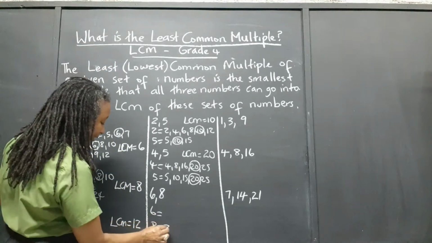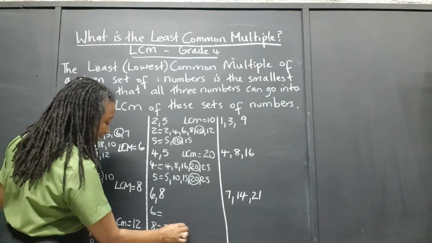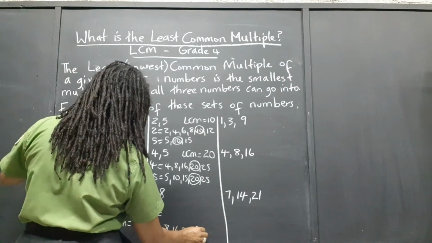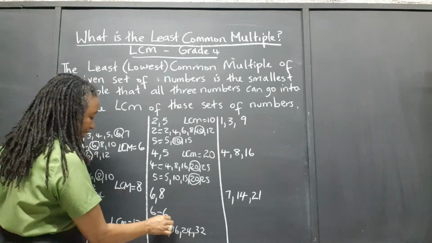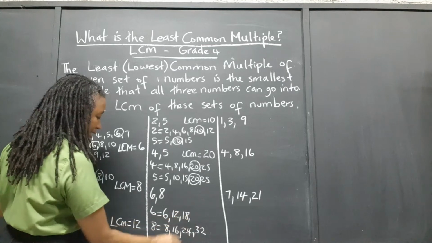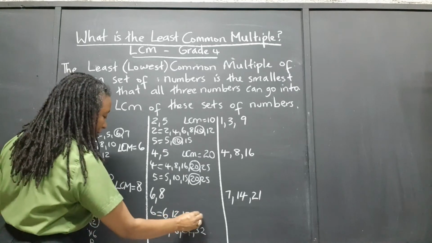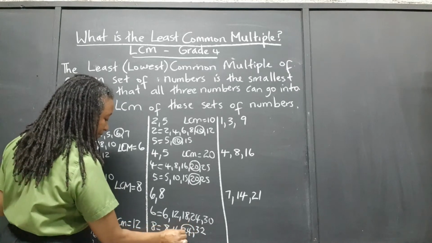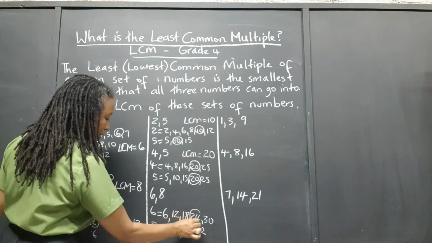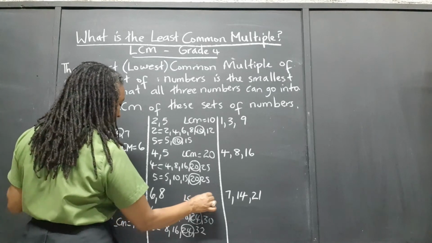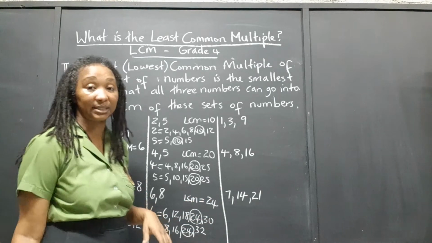So for the 8 is 8, 16, 24, 32. For the 6, 6 times 1 is 6, 6 times 2 is 12, 6 times 3 is 18, 6 times 4 is 24. Do we see any yet? The 24. 24 is the least common multiple of 8 and 6.